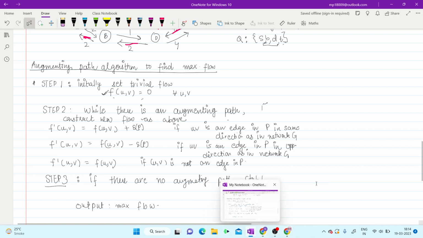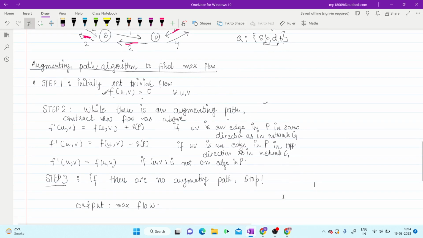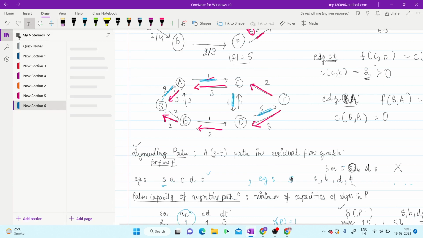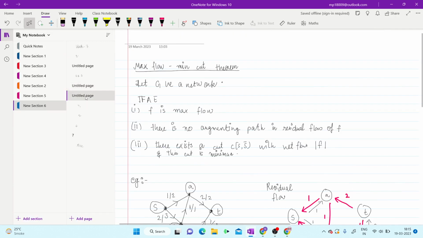Yes, ma'am. Ma'am, one doubt. To find the maximum flow, we have to first find the residual network and the augmenting path. Yes. And we keep on doing it until we reach a flow which has no augmenting path. Okay, ma'am. Now let's do some questions.